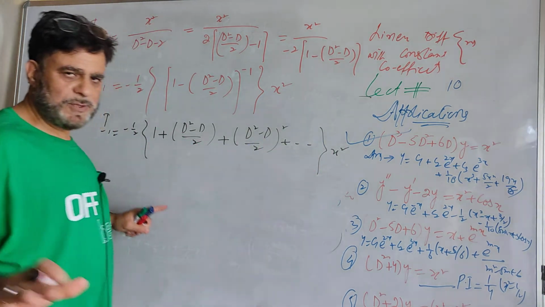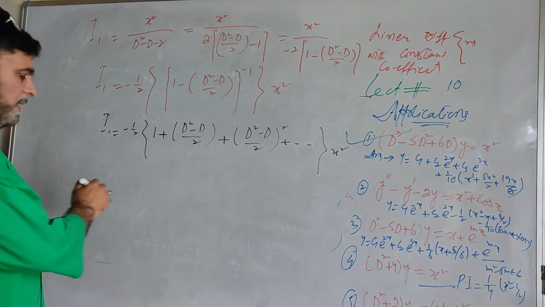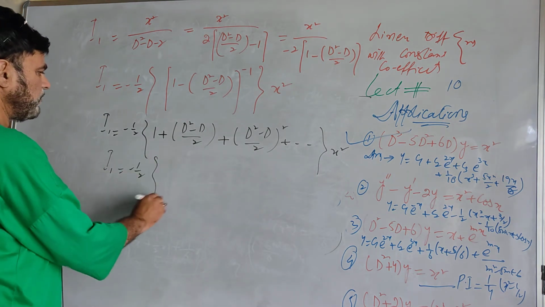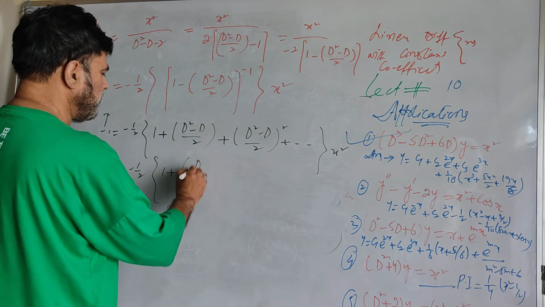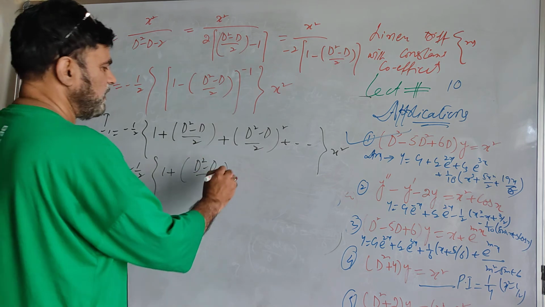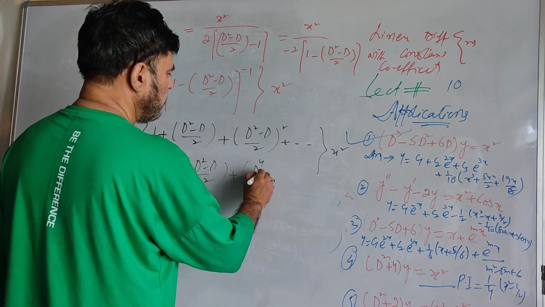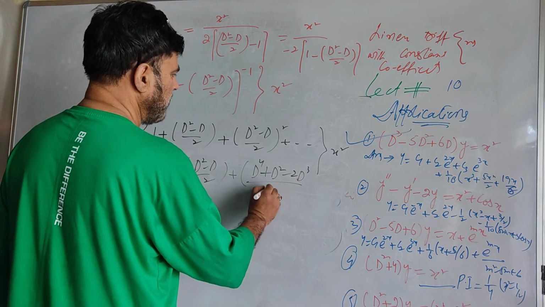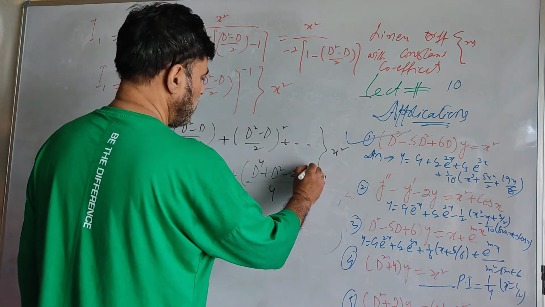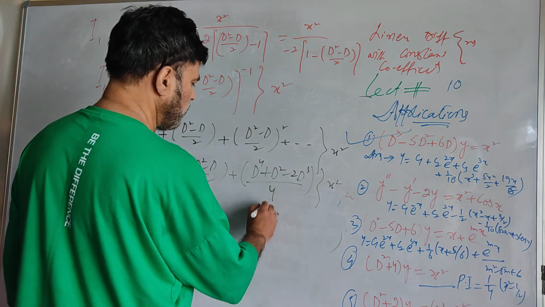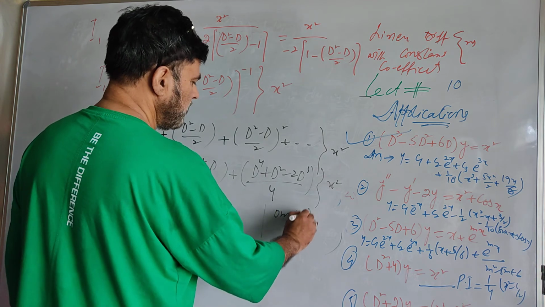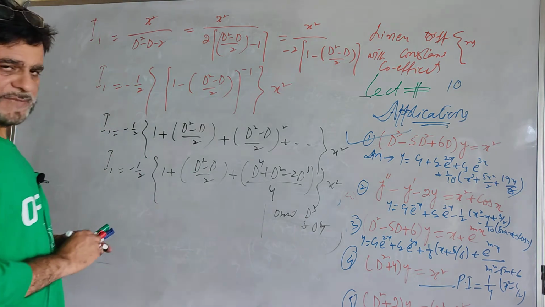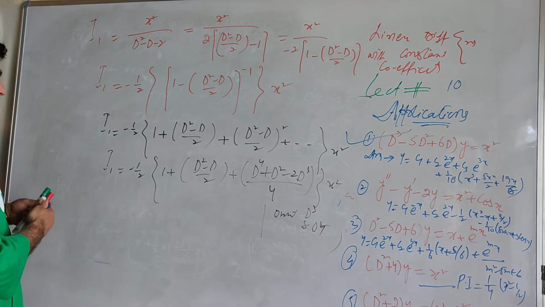I don't need d raised to power 3, I don't need d raised to power 4, and so on. Well, this is I1: minus 1 by 2, it is 1 plus d square minus d by 2, this will be plus d4 plus d square minus 2d cube. When I open it, it is 2 to the 4, this is your x square. Now you have to omit d cube and d4, because I don't require them. The reason is known to you, so I write it now.